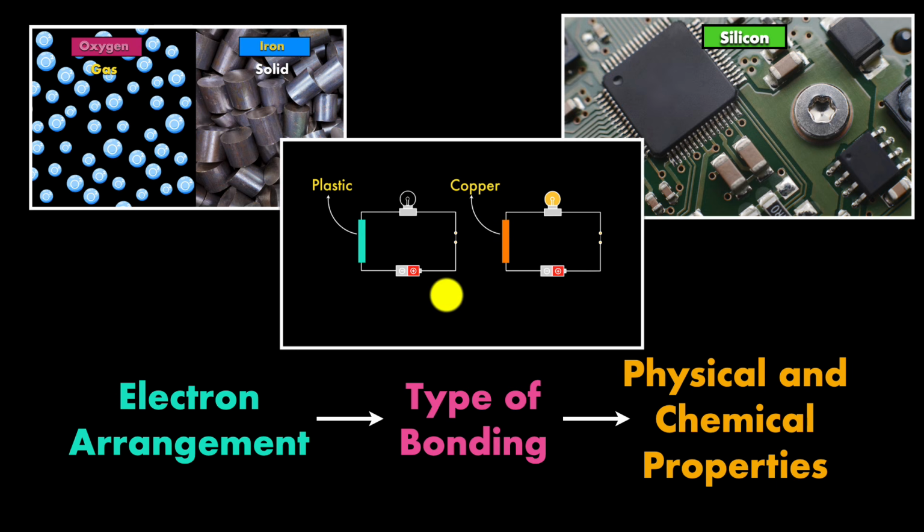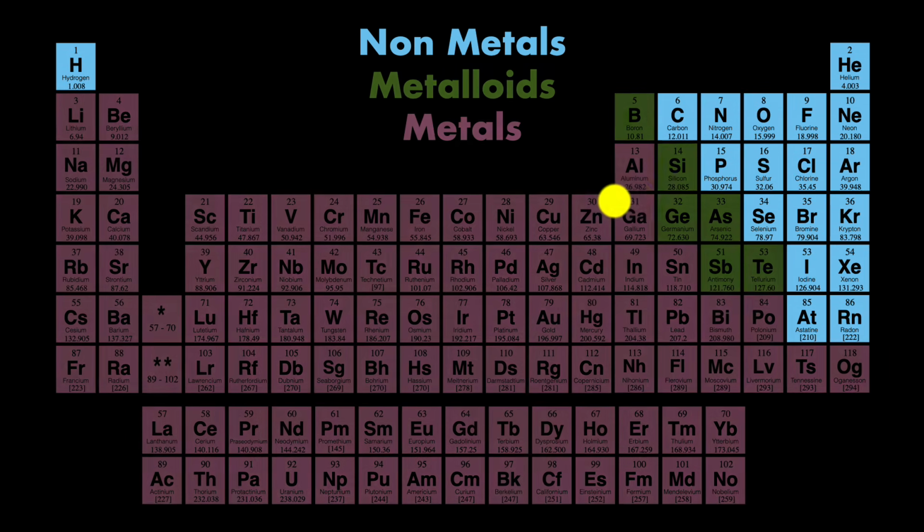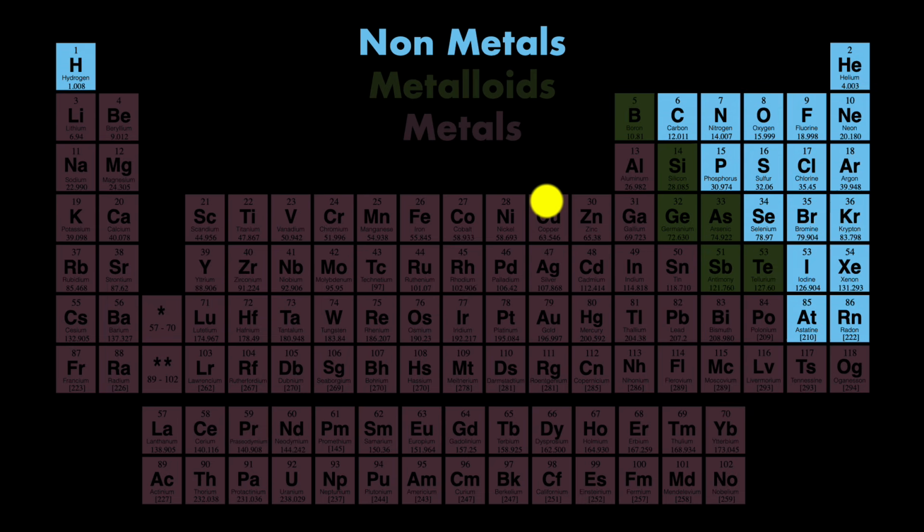So let's do that. Let's start with the nonmetals. You probably remember the nonmetals are on the right side of the periodic table. They are colored in blue over here. This means that they need only a few electrons to complete their octet and become stable.